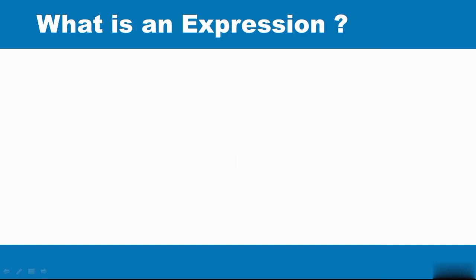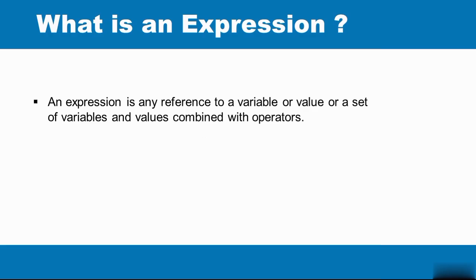What is an expression? An expression is any reference to a variable or value, or a set of variables and values combined with operators. A variable is basically a container that is used to store values which the program will use, and values are represented by different types of data structures.